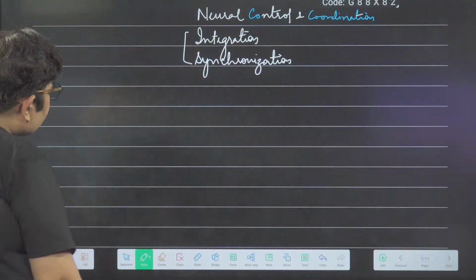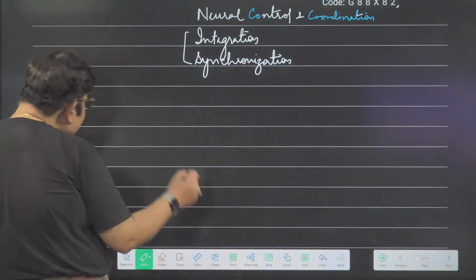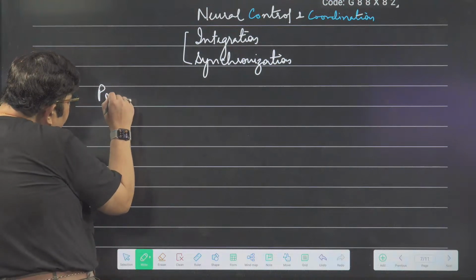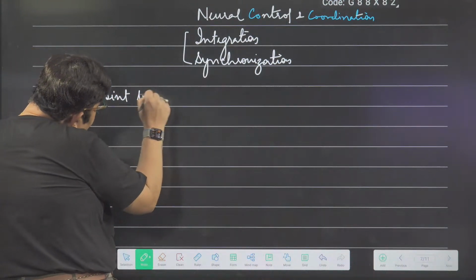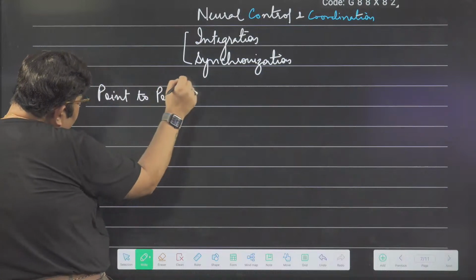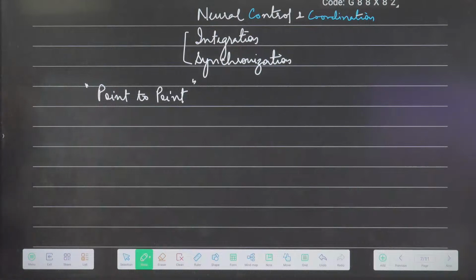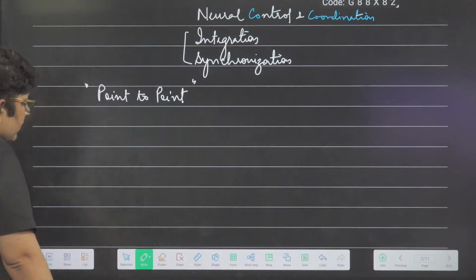So these words will be used: integration, neural control and coordination. Then please understand there is something called point-to-point control. Neural control is characterized by point-to-point control. One point to other point.